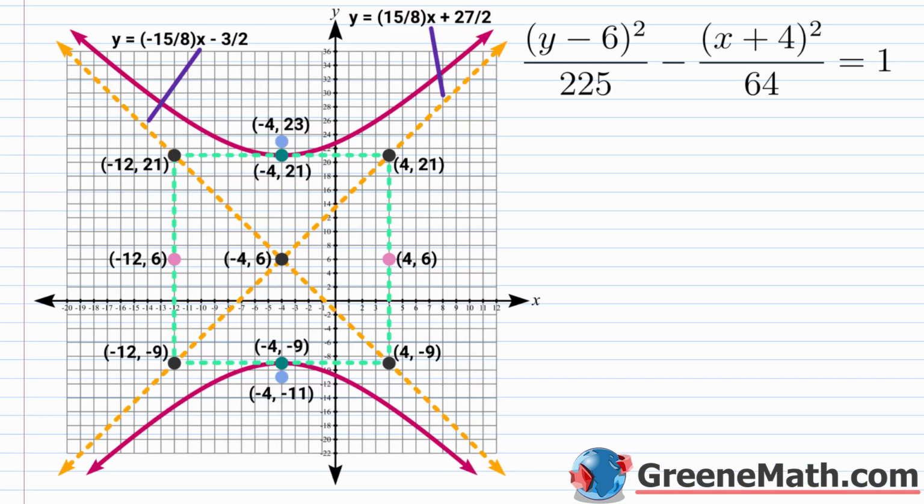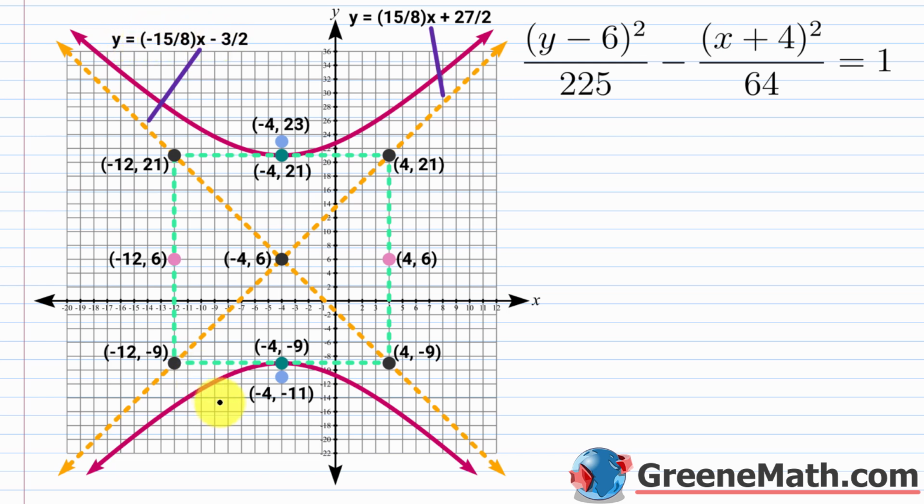So coming down here to the graph, we were given the vertices of negative 4 comma 21 and negative 4 comma negative 9. Our foci were also given to us, so negative 4 comma 23, and then negative 4 comma negative 11. The co-vertices were not given, but again, we just use our formula. We know that b here is going to be 8. That's the principal square root of 64. So you're going to go to the right by 8 units and to the left by 8 units. And you're going to have 4 comma 6 and then negative 12 comma 6. So those are your co-vertices. In terms of your asymptotes, we got those from the formula. y equals 15/8 x plus 27 halves. So that's this one that's positively sloped. The one that's negatively sloped is y equals negative 15/8 x minus 3 halves.